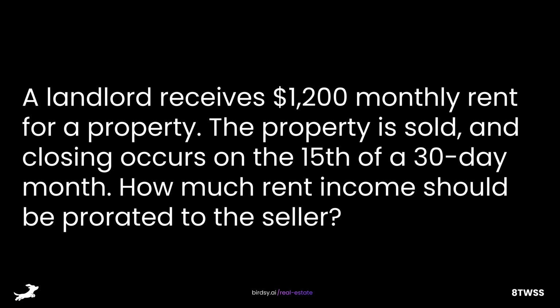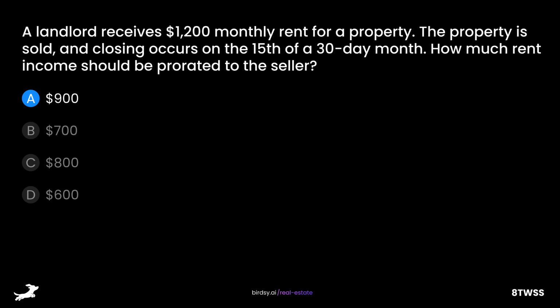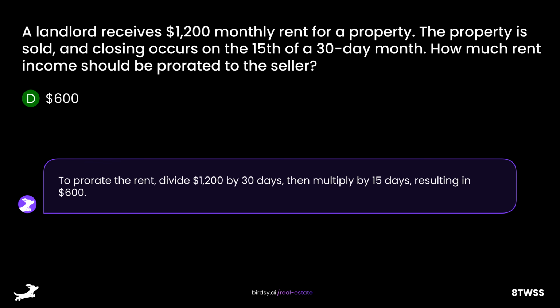The property is sold, and closing occurs on the 15th of a 30-day month. How much rent income should be prorated to the seller? Is it A, $900, B, $700, C, $800, or D, $600? The answer is D, $600. To prorate the rent, divide $1,200 by 30 days, then multiply by 15 days, resulting in $600.